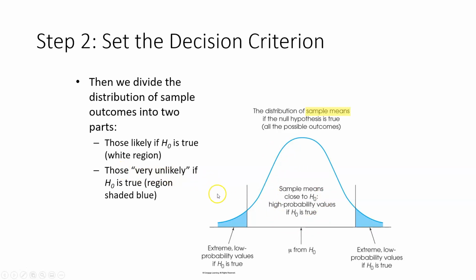But if we draw a sample and it happens to be the one over here, or one over here, or one over here, that lands in the tails of the distribution, then we would say those are very unlikely to be drawn by chance if the null hypothesis is true and the electrical stimulation doesn't really do anything.